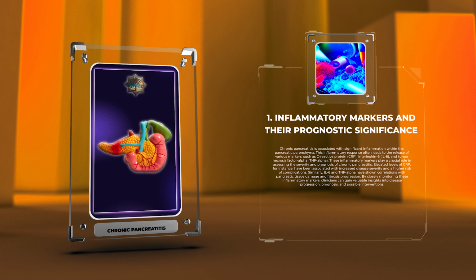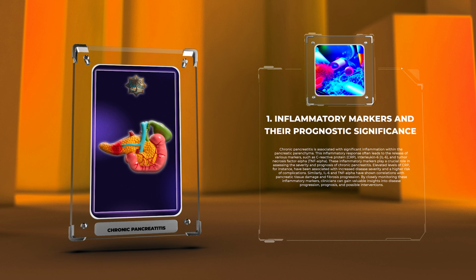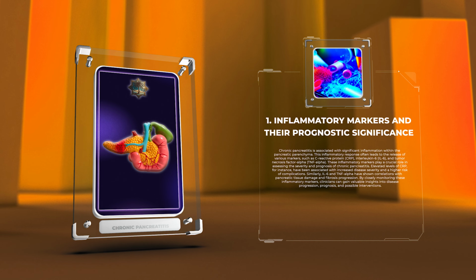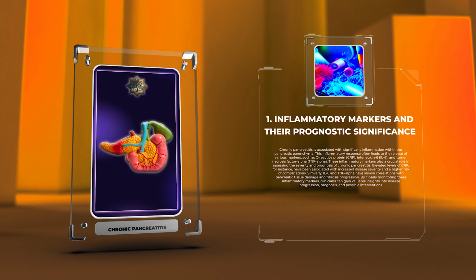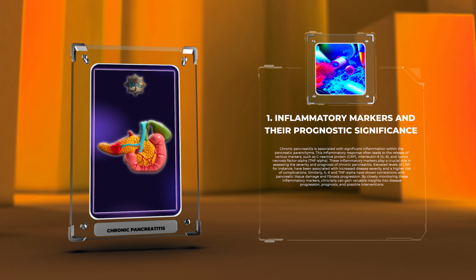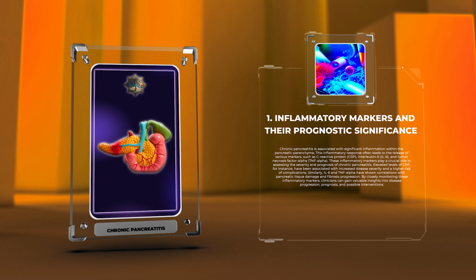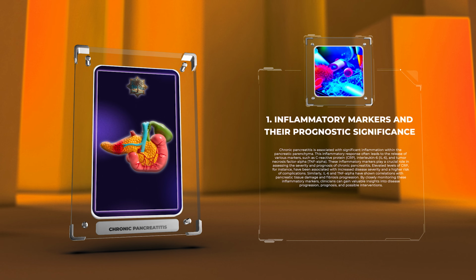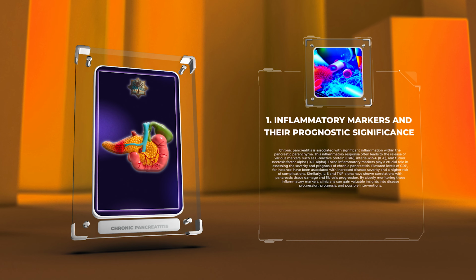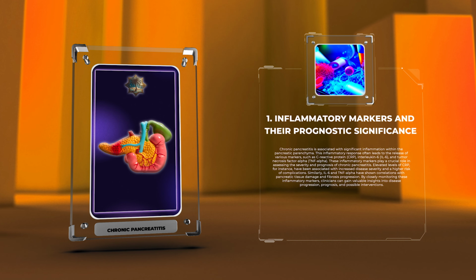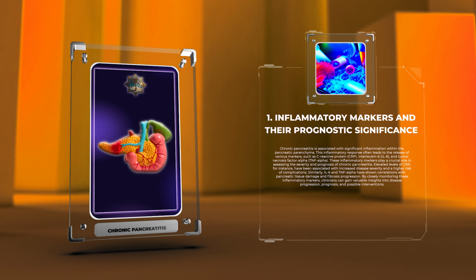Elevated levels of CRP, for instance, have been associated with increased disease severity and a higher risk of complications. Similarly, IL-6 and TNF-alpha have shown correlations with pancreatic tissue damage and fibrosis progression. By closely monitoring these inflammatory markers, clinicians can gain valuable insights into disease progression, prognosis, and possible interventions.